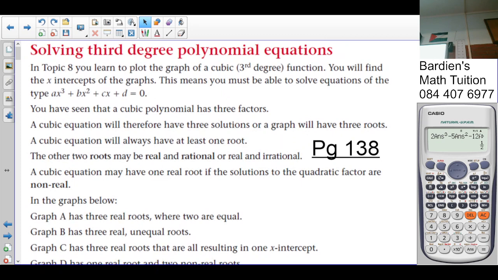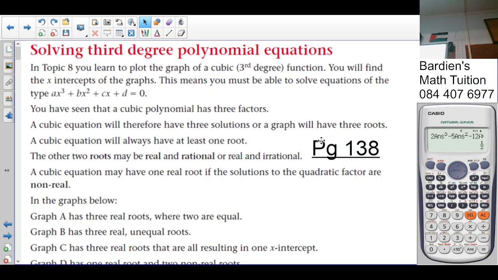Alright, solving the third degree polynomial equation. In topic 8, you will learn to plot the graph of a cubic, a third degree function. Okay? Which is the next topic. You will find the x-intercepts of the graph. This means you must be able to solve the equation of the type ax cubed plus bx squared plus cx plus d equals 0. What type of equation is this? This is the cubic function. That's the equation we are working with currently.